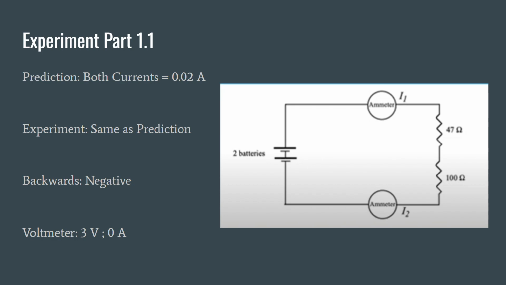When you reverse the ammeter, it actually gives the negative value. And when we remove one of the ammeters and replace it with a voltmeter, we see that it has 3 volts and 0 amps.